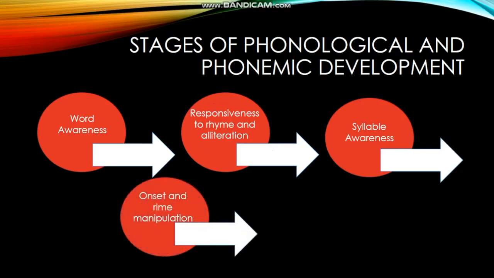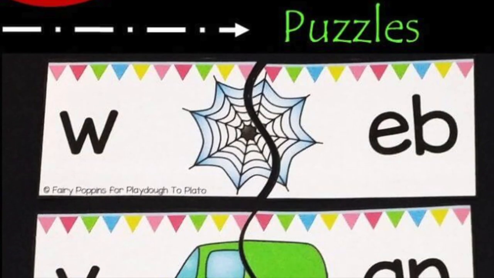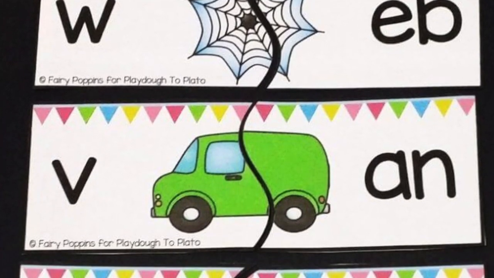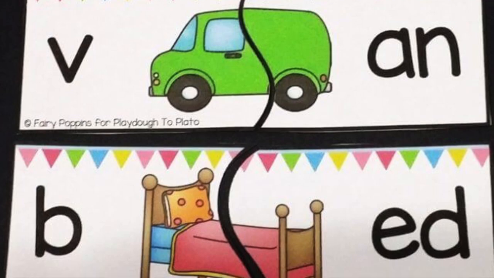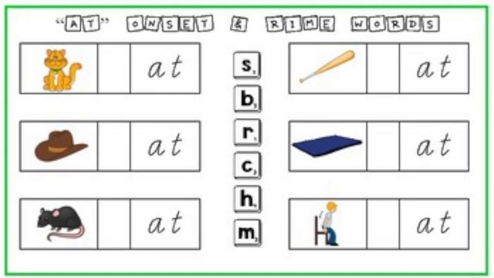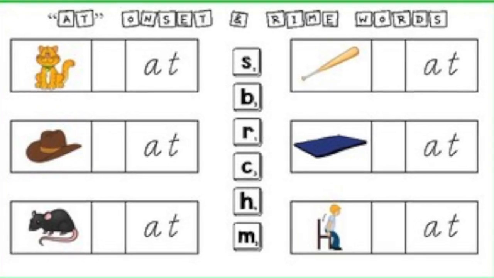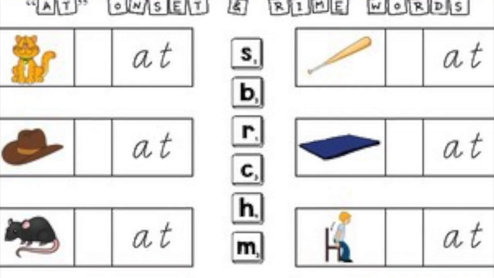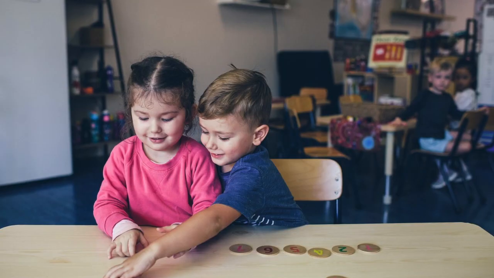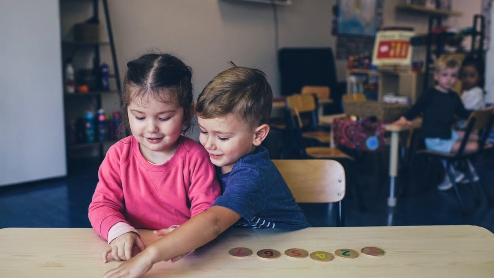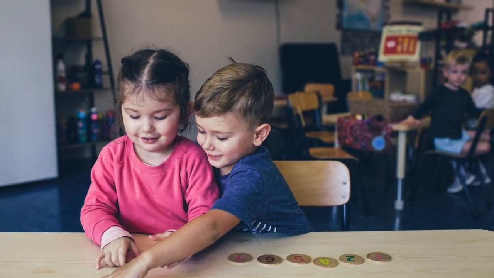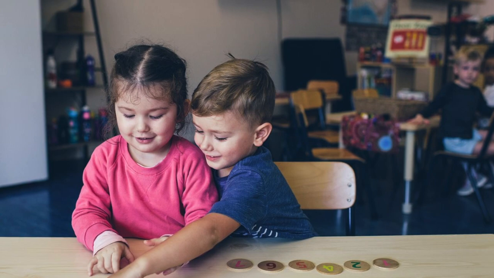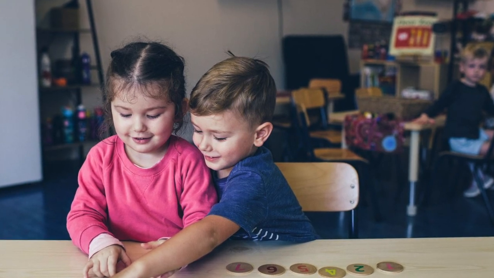Next, we have onset and rhyme. The onset of a word is the first sound of that word, and the rhyme is the ending sound of that word. So children must be able to figure out what is the starting sound and what is the ending sound of a word. Children in this stage mostly find it easier to recognize 2 rhyming words than being able to produce 2 rhyming words.